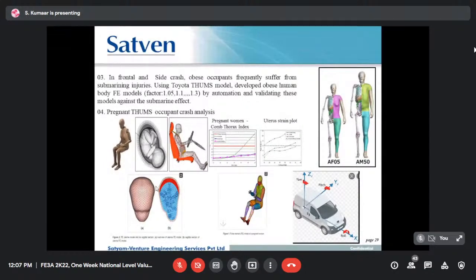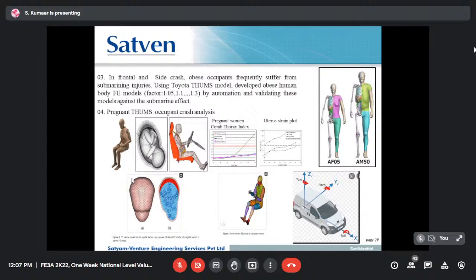So the dimensions and everything we can collect from the hospital. From the hospital dimensions we can create the model ourselves, and we can incorporate it in the existing dummy, and we can perform the simulations. And here we check, at around 9 months, if there is a crash at 50 kilometers per hour or 45 kilometers per hour, whether the child will die or not. What is the fatality? That we will check in this one.